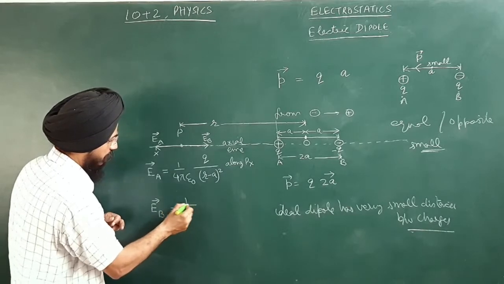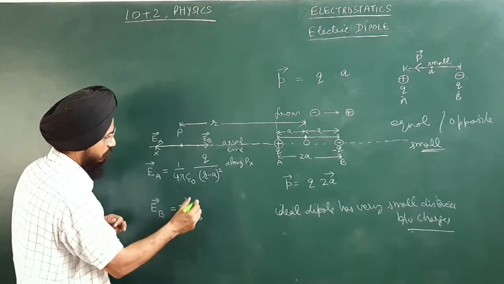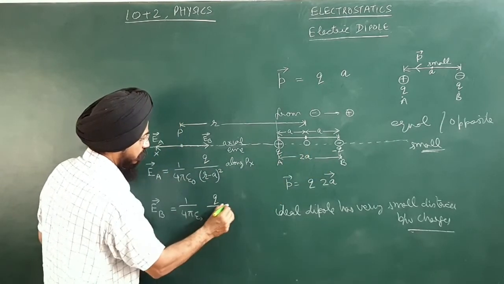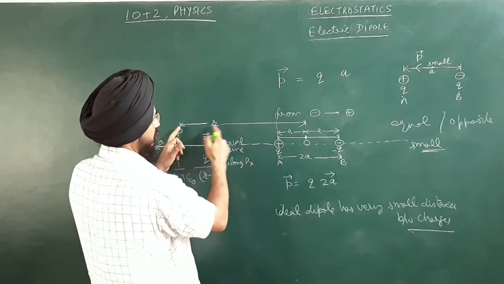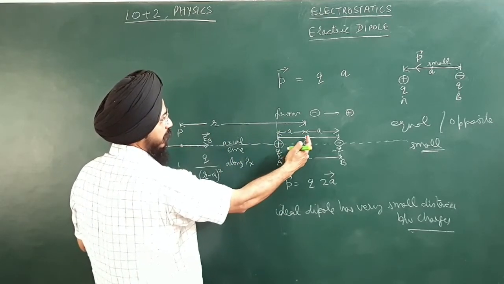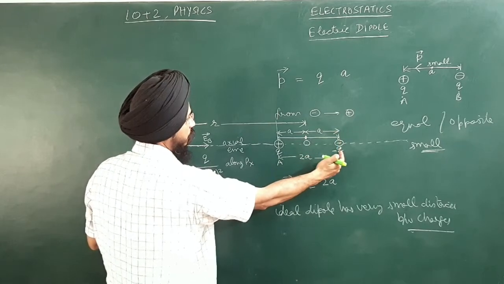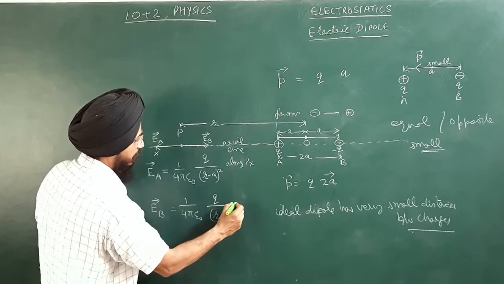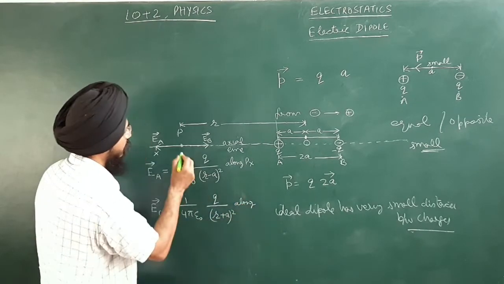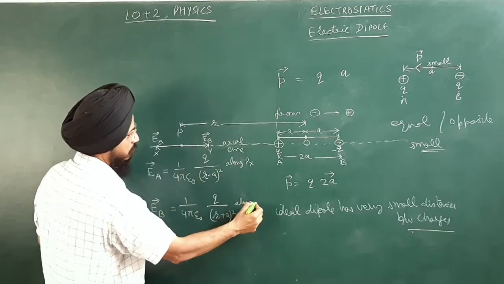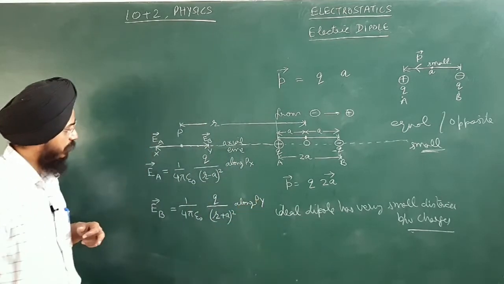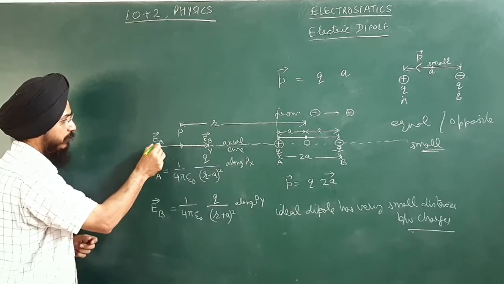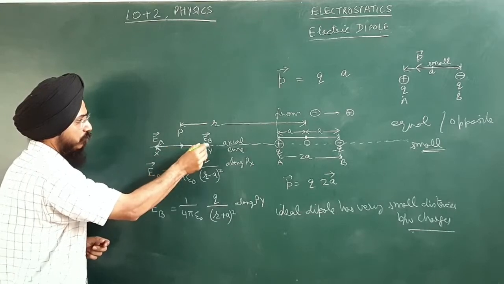So EB can be written as 1 upon 4 pi epsilon naught times the magnitude of charge over the distance. Mind it, we will write here the magnitude of charge over, we have distance r up to point O, and then again we have a distance up to point Q. So the total distance is (r plus a) whole square, and the direction is along PY. Suppose this point is Y. Now we have two vectors, EA which is along this side and EB which is along this side.